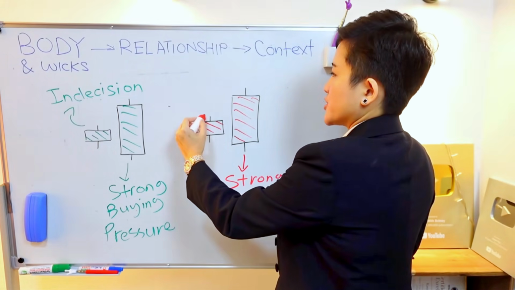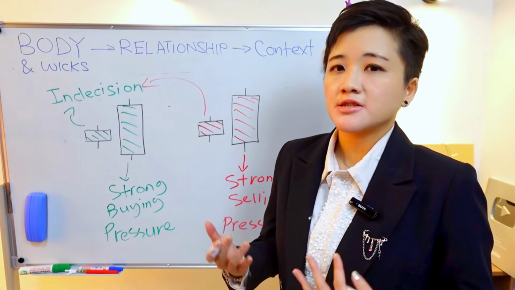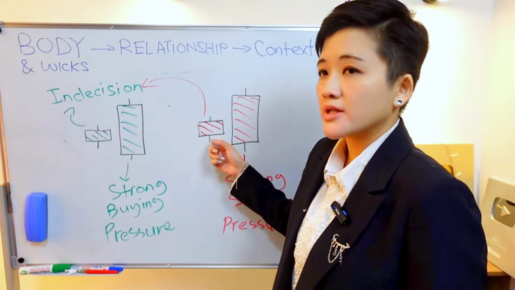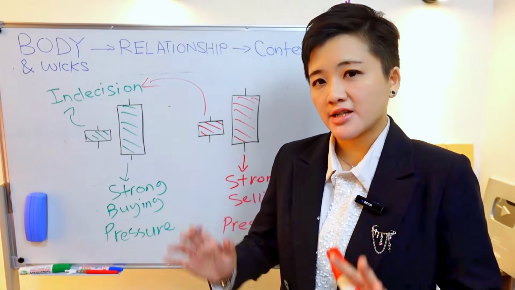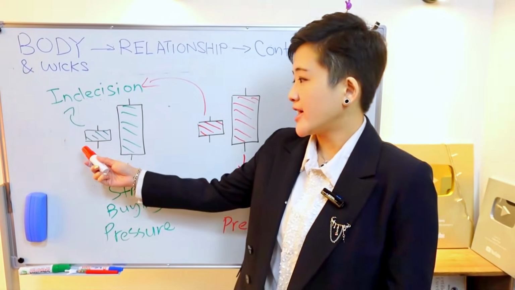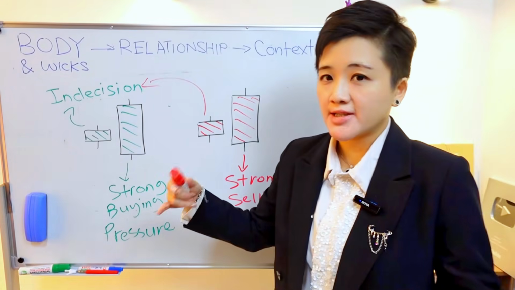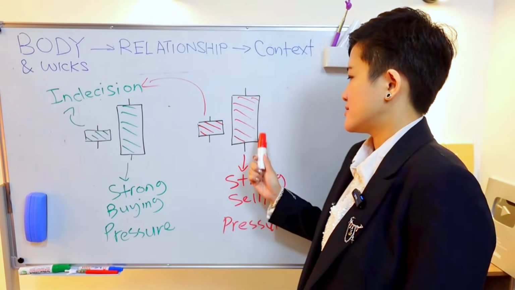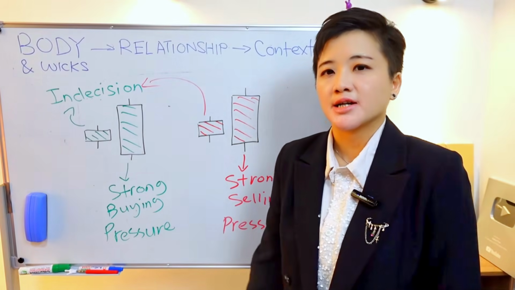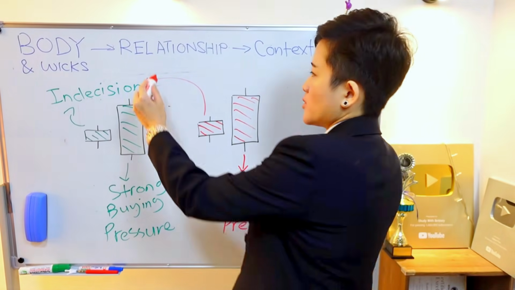And again, for the small candlestick, there's a lot of indecision in the small red candlestick because it's weak selling pressure. So, very little buying activity, very little selling activity, buyers dominating the market, sellers dominating the market. So candlestick bodies tell you one thing.